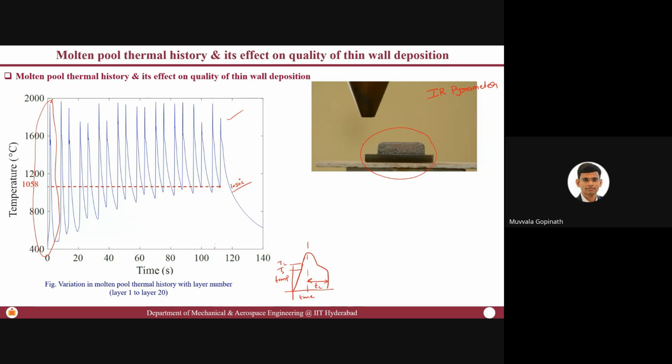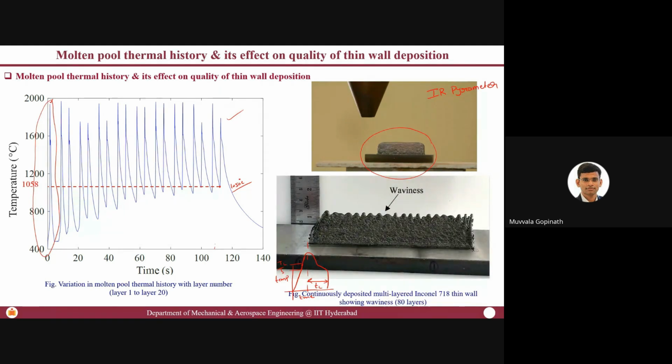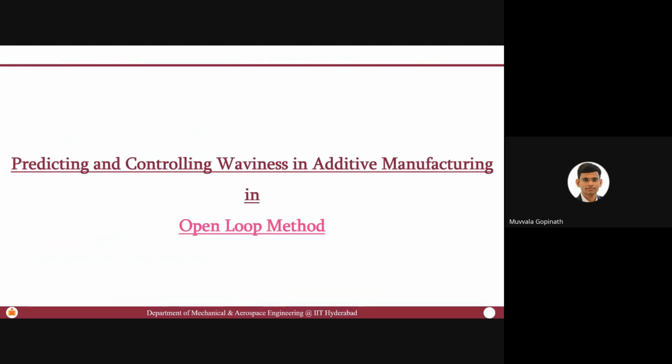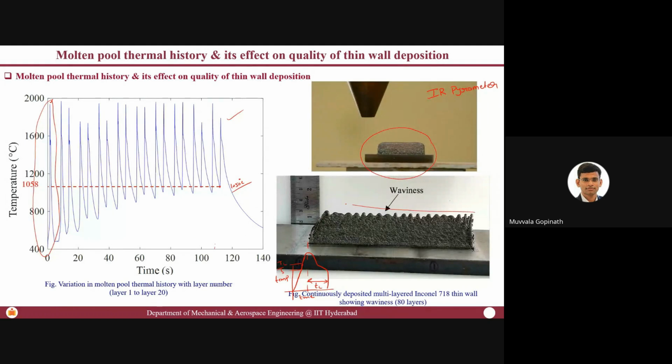Such things are not there in DED, because of which you will encounter something called waviness. This is the first problem you will encounter in additive manufacturing. You assume that you have a CAD model and the idea was to generate that CAD model, but because of heat accumulation you will end up with this kind of waviness. Now we will see how to address and control this waviness.